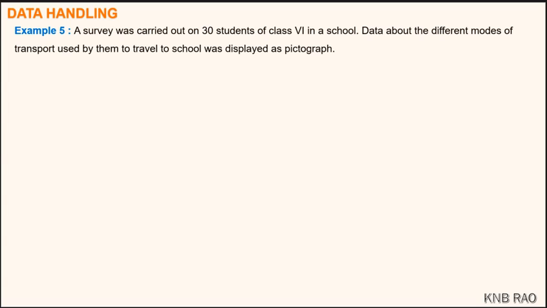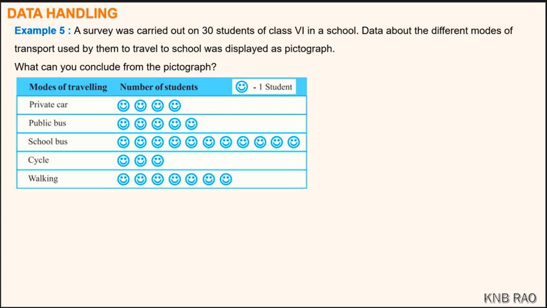Here I am taking example number 5. A survey was carried out on 30 students of class 6th in a school. Data about the different modes of transport used by them to travel to school was displayed as a pictograph. What can you conclude from that pictograph? Here is the pictograph, children. Modes of traveling are private car, public bus, private car and public bus, school bus, cycle, walking. And against each of those modes of traveling, one smiley is drawn.